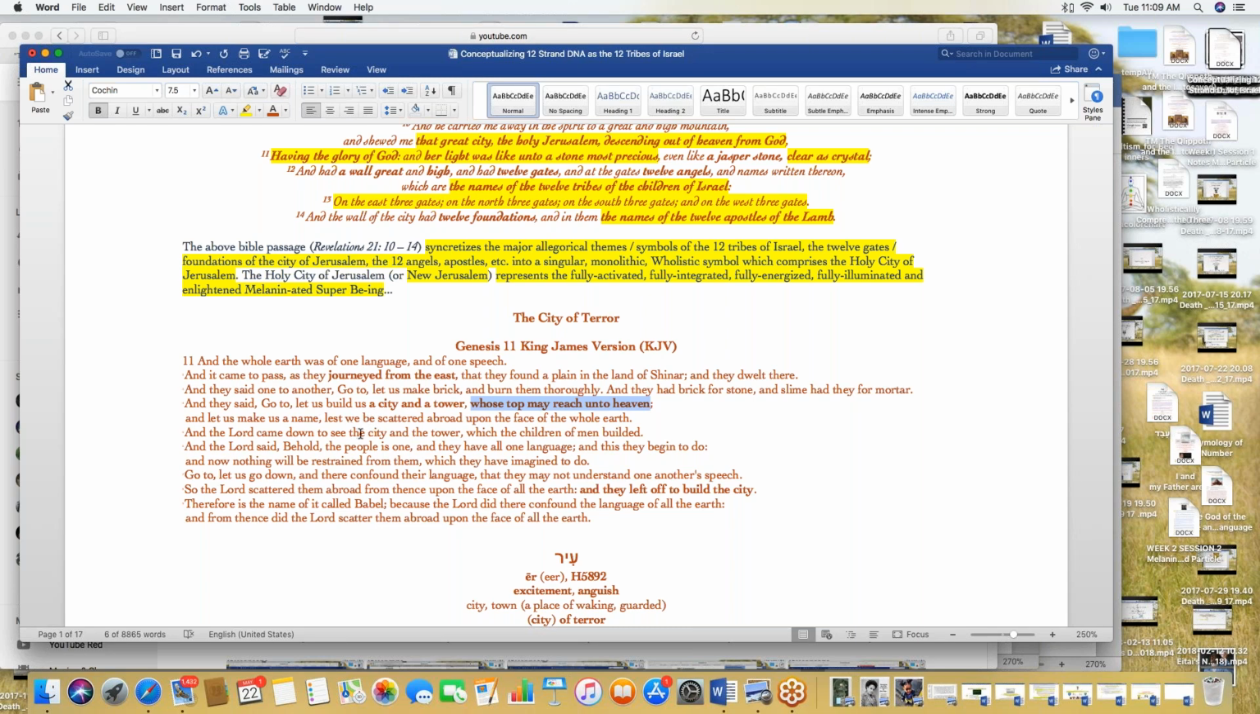And the Lord came down to see the city and the tower, which the children of men builded. And the Lord said, behold, the people is one. They all have one language, and this they began to do. And now nothing will be restrained from them, which they have imagined to do.